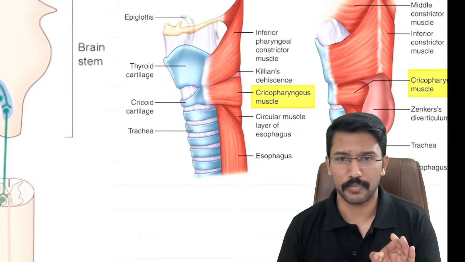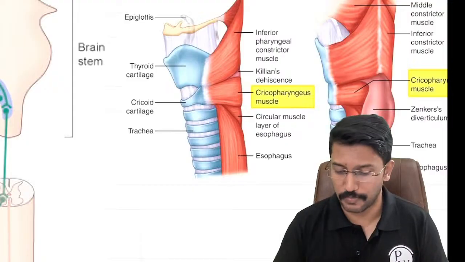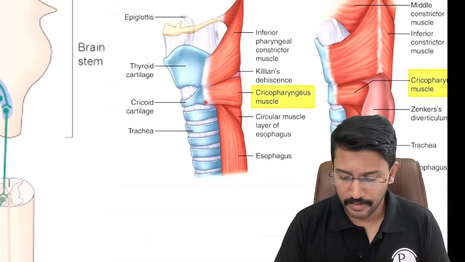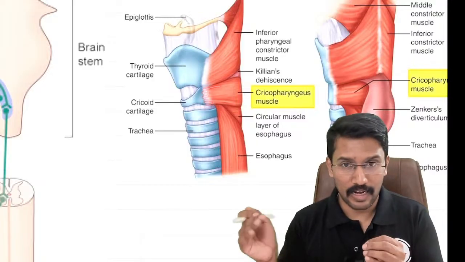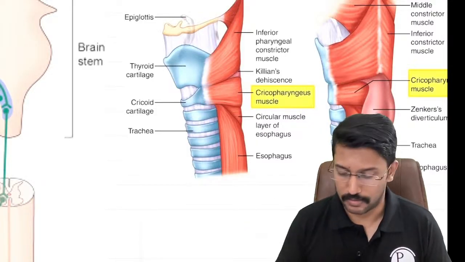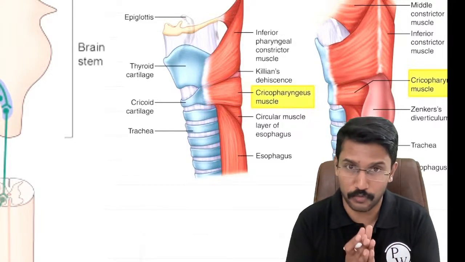The most important muscle, or if you are to ask me to single out one muscle which acts as the upper esophageal sphincter, it is the cricopharyngeus muscle, the muscle connecting the cricoid bone and wrapping around the esophagus to go back and attach to the other side of the cricopharynx, right? So that cricopharyngeus muscle is the main muscle of the upper esophageal sphincter.